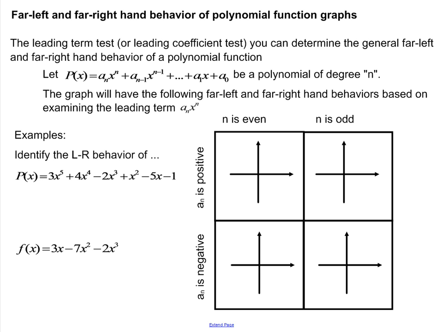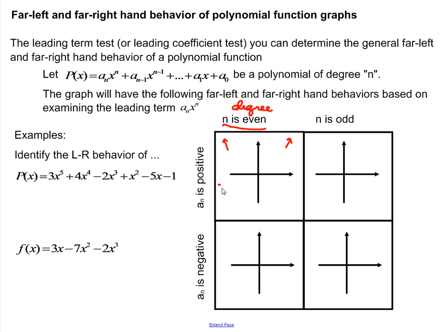If we have a graph in which we have an even degree and the leading coefficient is positive, well then, kind of like the x squared graph, the graph will, as we go to the left towards negative infinity, tend towards positive infinity, and to the right, tend towards positive infinity.